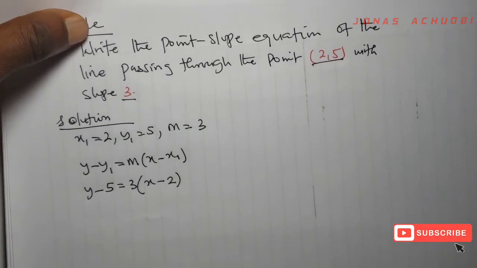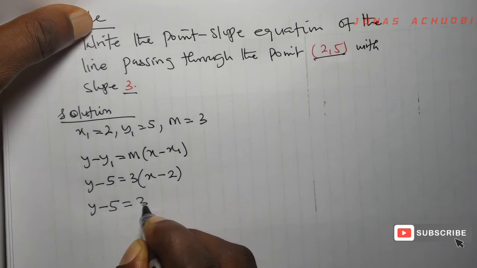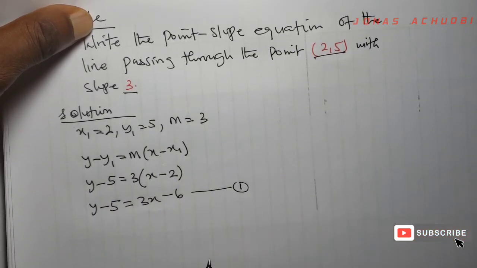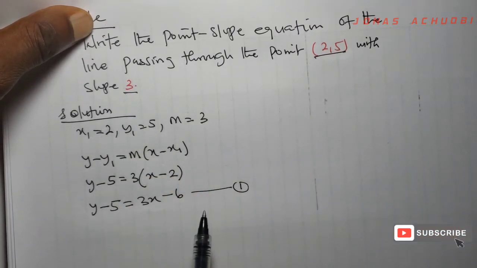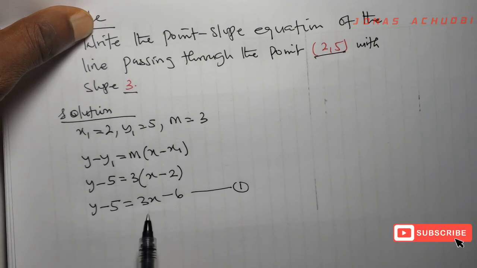So if we open up the bracket, we have y minus 5 equal to 3x minus 6. I call this equation 1. So equation 1 you see here is the point-slope equation of the straight line that goes through the point (2, 5) with slope 3. And that is it.